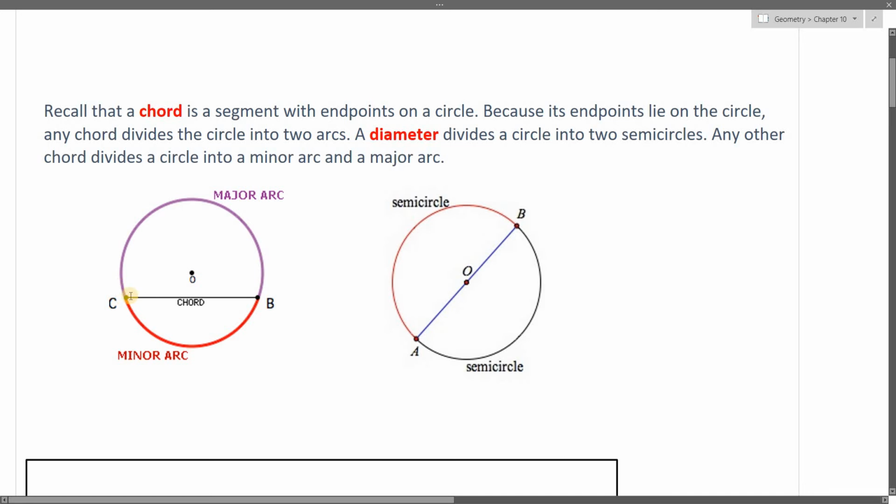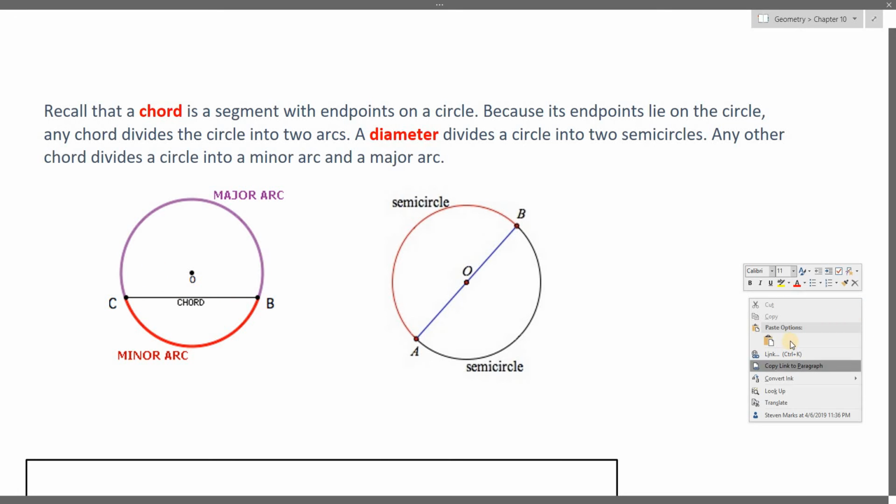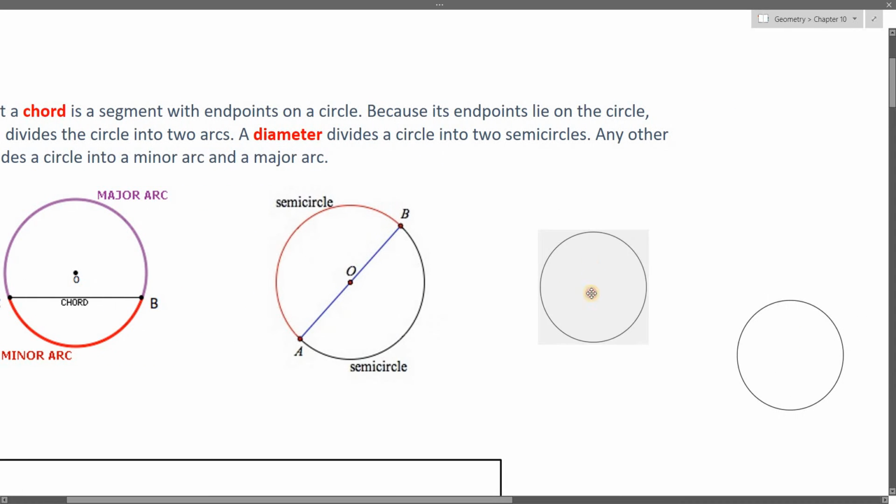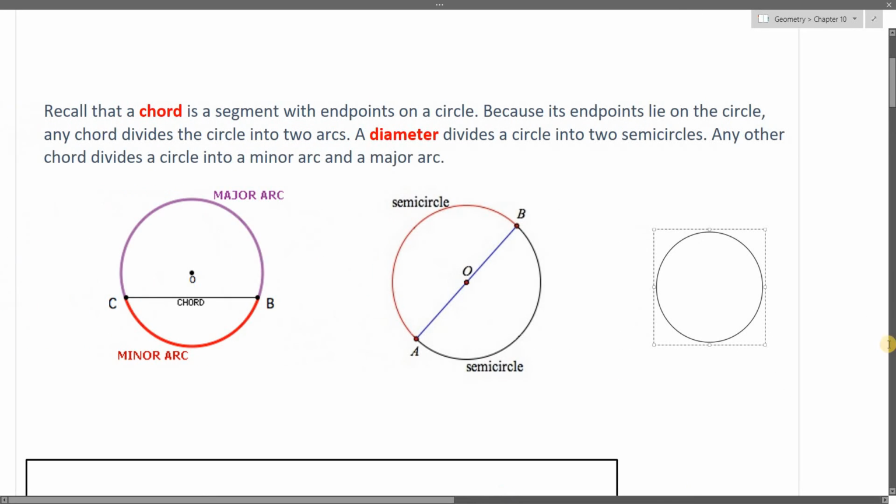And so CB is here. You'll notice the endpoint B is over here. We call that a chord. Now, if we take a circle, just any random circle, and since I don't have my ink to shape button, I just copy pasted a random circle.